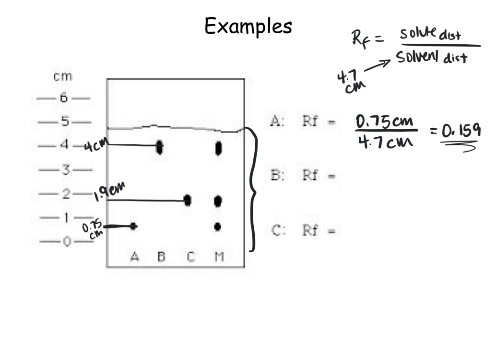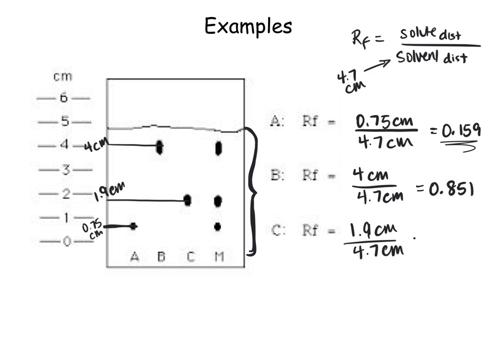For substance B, I see this one traveled quite far, 4 centimeters, and again, that distance that the solvent traveled remains the same, 4.7 centimeters. So we see this is equivalent to 0.851. And my final one, which is substance C, travels 1.9 centimeters. The solvent still travels 4.7 centimeters. And here our answer is 0.404. So I find these 3 RF values.